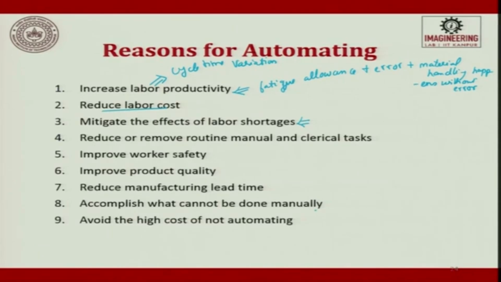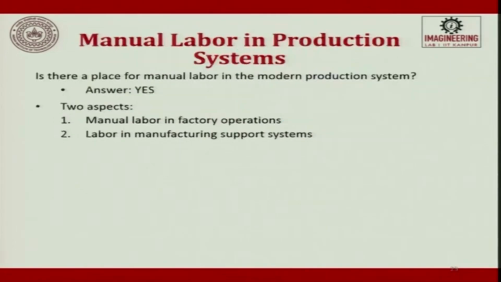For example, wherever there is a safety hazardous thing, we can automate it and get it done by the machine, and avoid the high costs of not automating. All these things are the reasons which are leading to automation today.